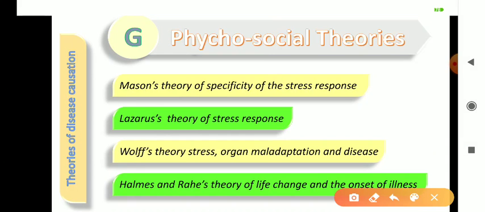Mason's theory of specific stress response, Lazarus's theory of stress response, Wolf's theory of stress, organ maladaptation and disease, and Holmes and Rahe's theory of life change and the onset of illness. So these are all about today's topic.